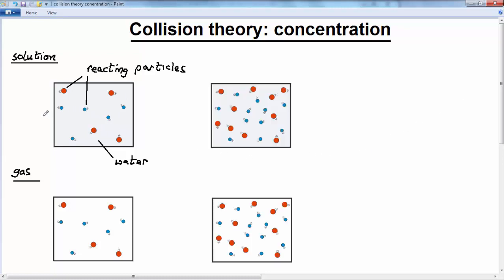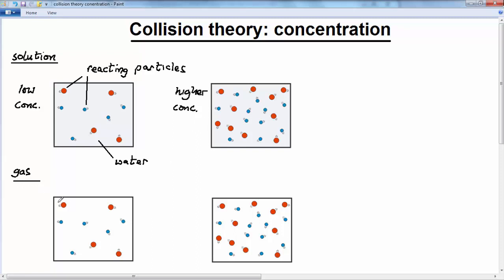For example, in this case we've got a low concentration. I'll write conc for concentration, and in this case we've increased the concentration. We've got a higher concentration. As a result of that, there's more chance of a collision between particles, and therefore there's more chance that one of those collisions will be successful, resulting in a reaction between the particles. So by increasing the concentration of the particles dissolved in solution, we can increase the rate of reaction.